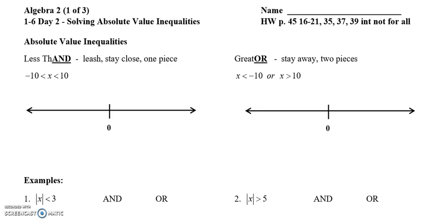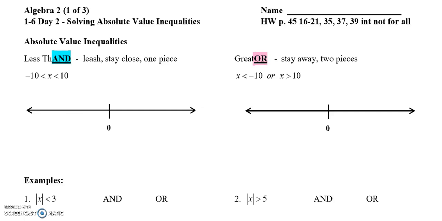Okay, people, today we are working on 1-6 day 2 notes, solving absolute value inequalities. So we've done absolute value equations, we've done compound inequalities, and now we're mixing the two and creating absolute value inequalities. First thing we're going to do is decide whether the inequality is an "and" or an "or". And the way we do that is with the symbol.